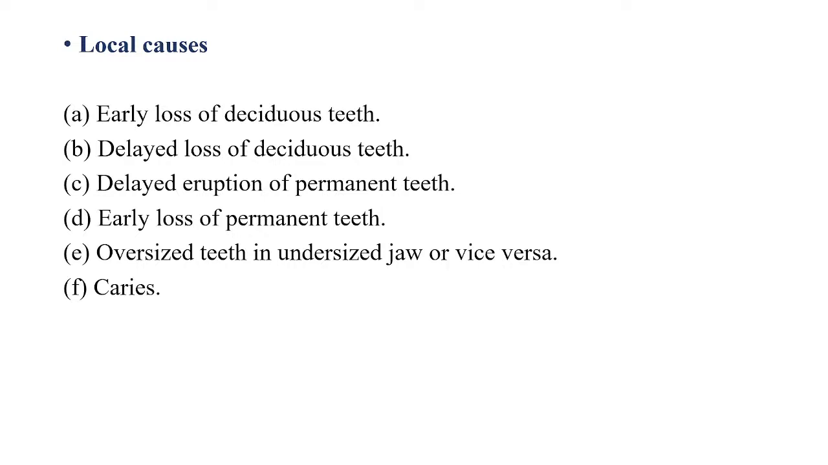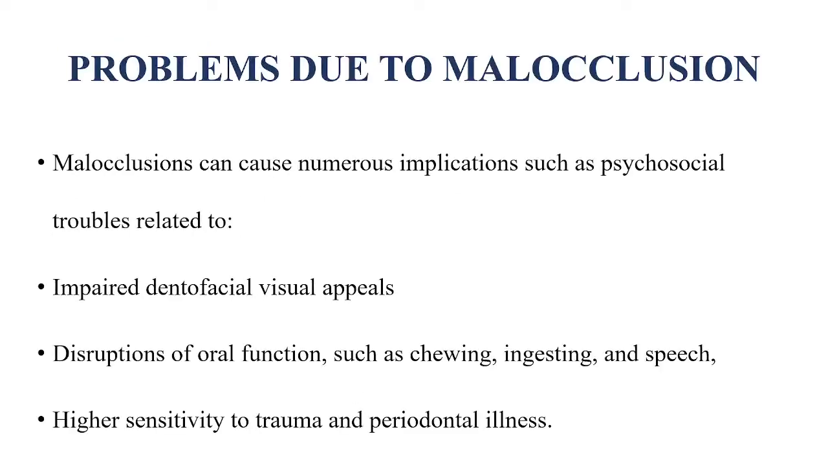Oversized teeth in an undersized jaw and vice versa. If you inherit the jaw size from one parent and teeth size from the other parent, if you have bigger jaws and smaller teeth, what will be the ultimate malocclusion? Spacing. If you have a smaller jaw and bigger teeth, crowding. And dental caries. How do dental caries cause malocclusions? If you have dental caries, it may ultimately lead to extractions. Okay, loss of tooth is there. So your other teeth will start taking the place.